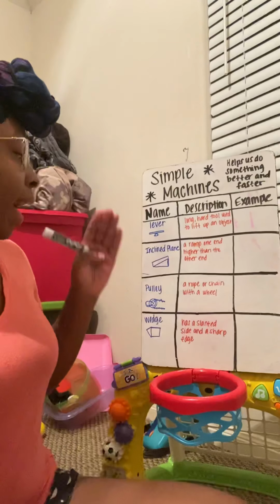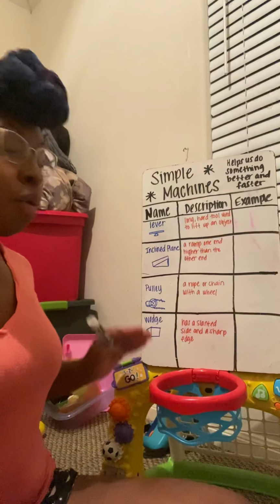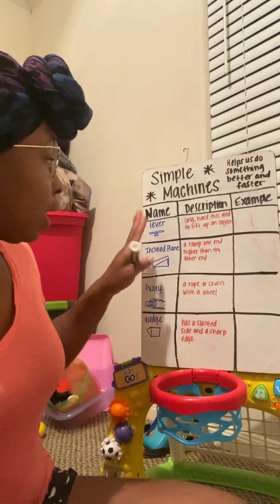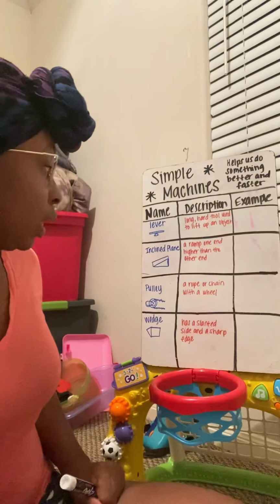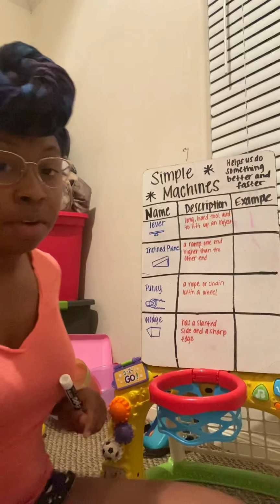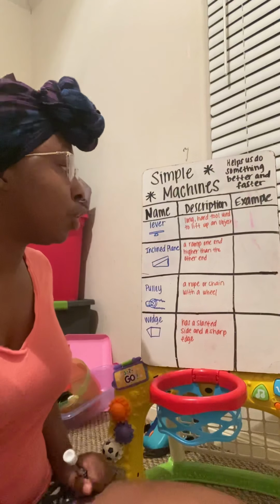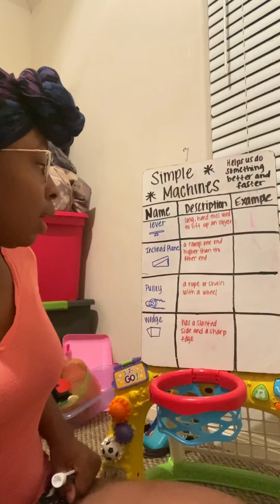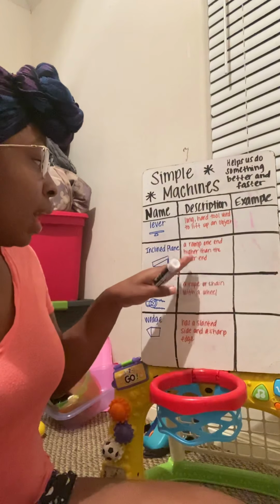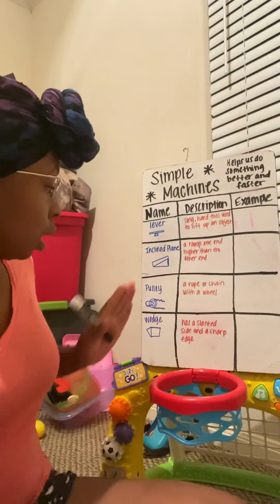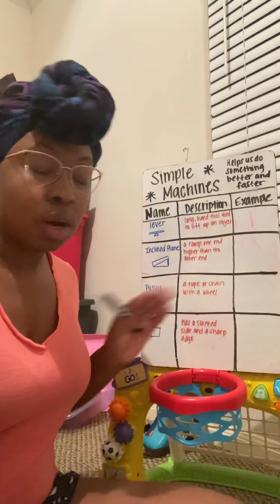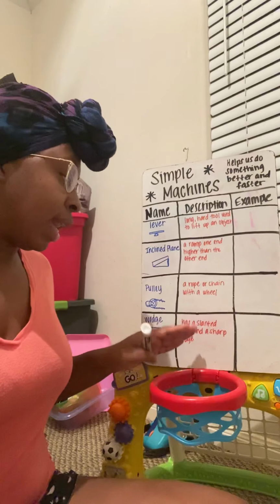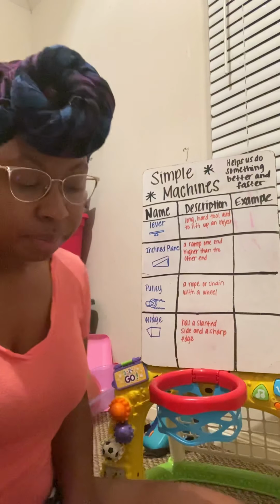Now, we have 4 different types of simple machines here. And then here next to it, we have the description of each. So for the first one, we have a lever. A lever is a long, hard tool used to lift up an object. An inclined plane is a ramp with one end higher than the other end. A pulley is a rope or chain with a wheel. And a wedge has a slanted side and a sharp edge.